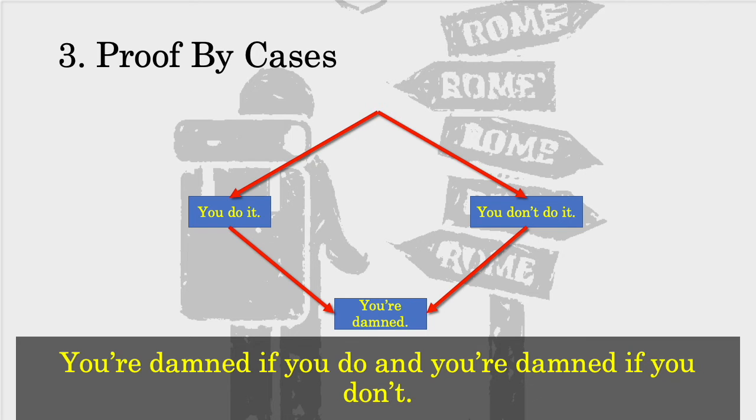Proof by cases is implicit in another famous saying, you're damned if you do and you're damned if you don't. Basically, those are the only two options. Either you do something or you don't, and in both cases, you're damned, so you know that you have to be damned. Uplifting, I know.